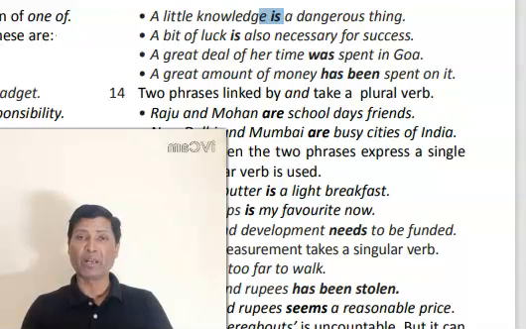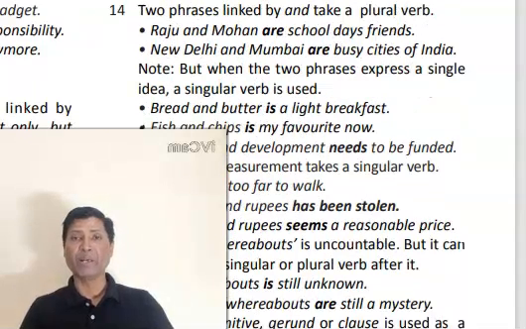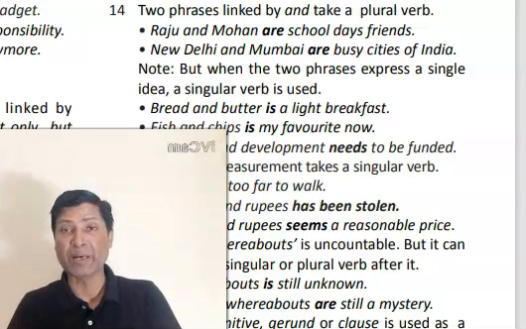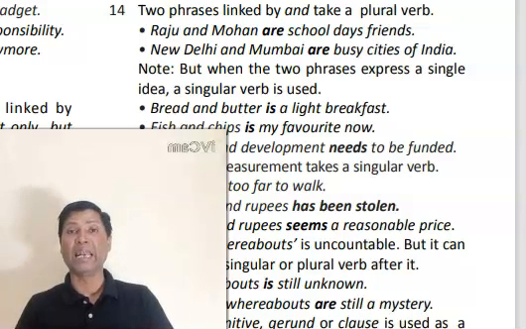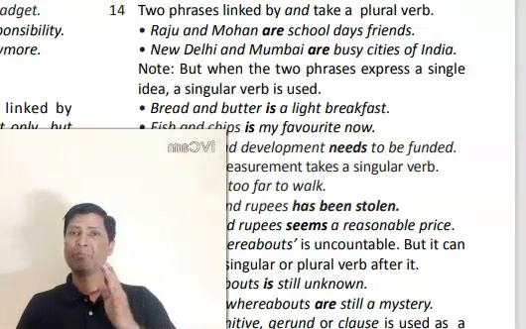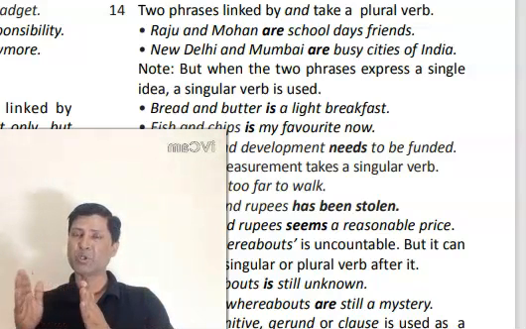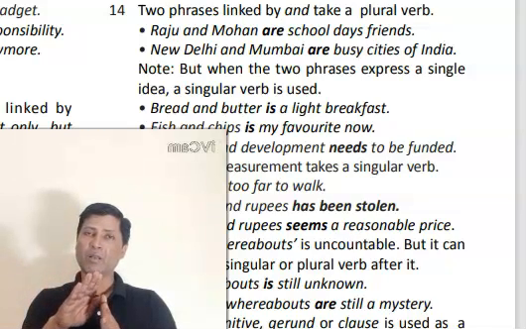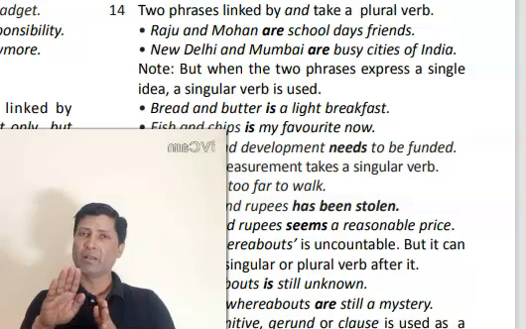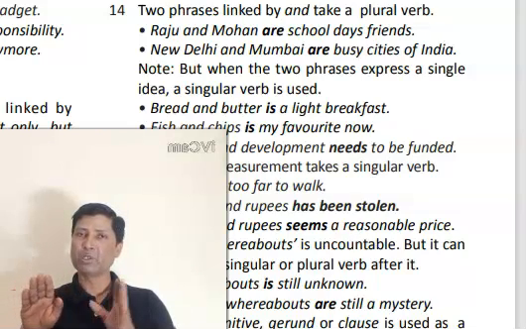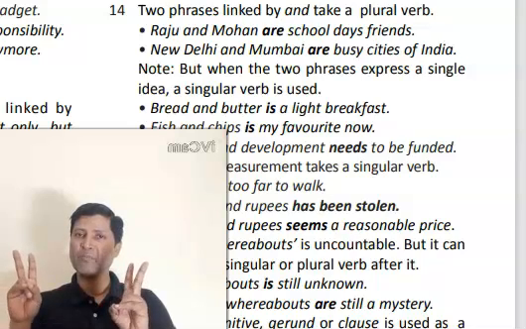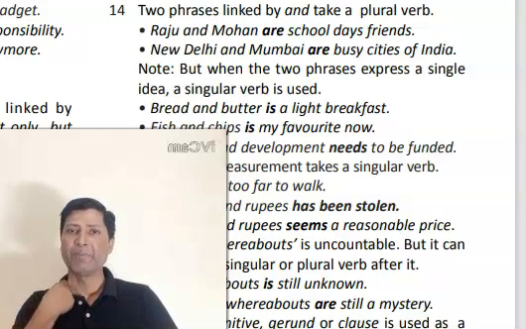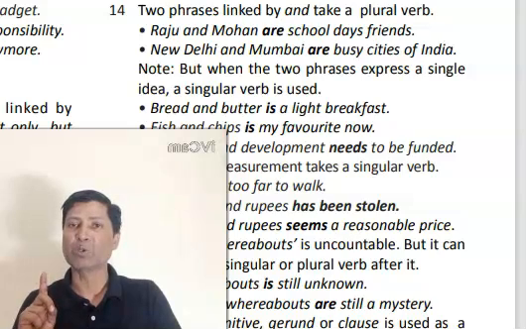Next, rule number 14. What does it say? Read it. Two phrases linked by and take a plural verb, because and means plus. Ram and Shyam: Ram plus Shyam. Then we say this pen and that pen. So this pen plus that pen, two, so they become plural. For example, Raju and Mohan are school days friends.